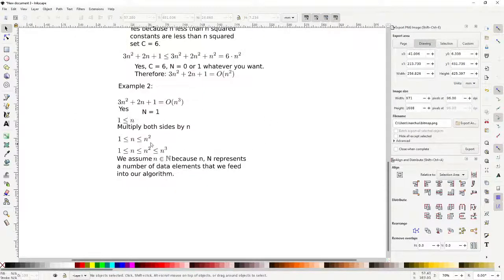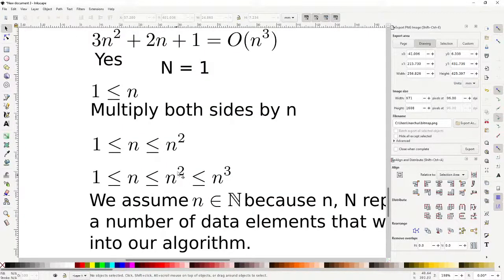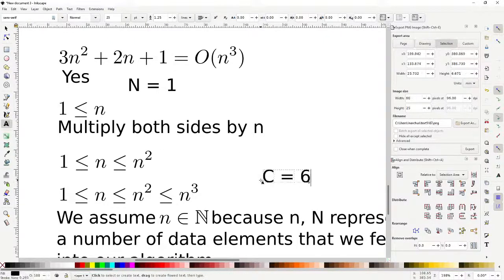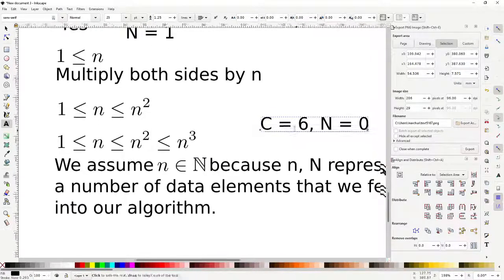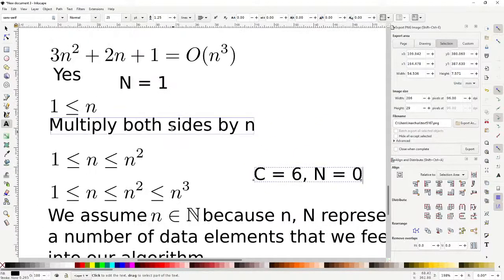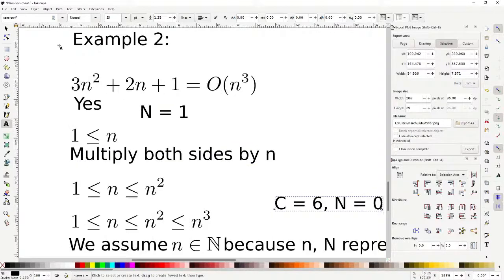So, okay. Here the answer is that since n squared is less than n cubed, we can pick the constant c equal to 6 again, and n equal to 0 or n equal to 1, or whatever. So you can pick n equal to 0 or 1, and this choice of constants means that this is also true.